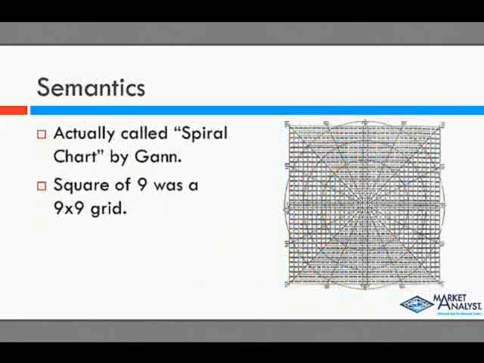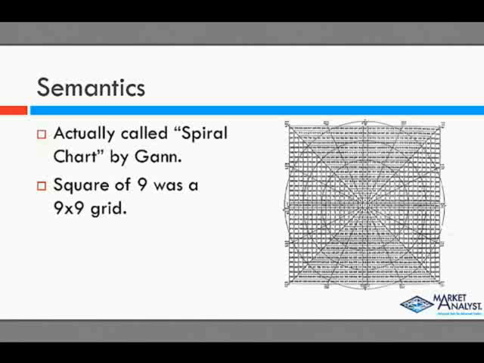So there's a point of clarification that I need to make right from the outset, and that is that in reality what we know as the square of 9 now is probably not what he actually called the square of 9. He would have called it a spiral chart. When you read through his notes, his marketing material and his coursework, you'll see reference to spiral charts and wheel charts and the wheel of 9 and things like that. But very rarely did he actually call it a square of 9.